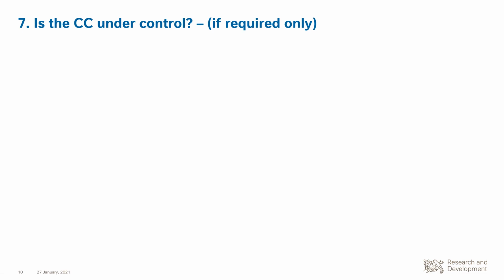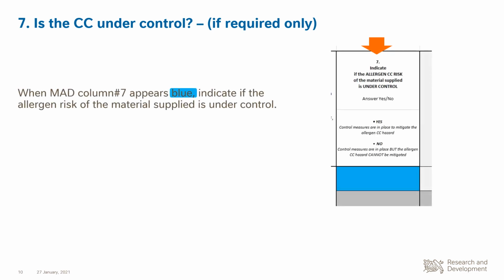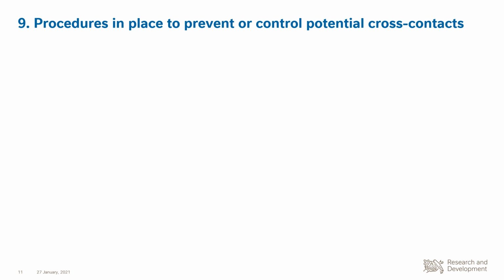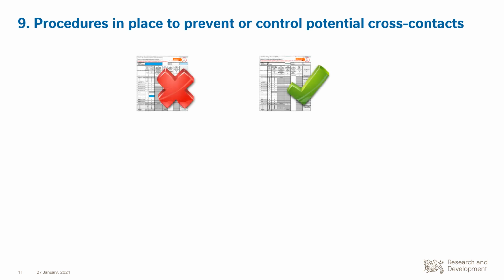Step 7. When MAD column 7 appears with a blue background color, indicate if the allergen risk of the material supplied is under control through line cleaning, segregation, scheduling of production runs, etc. Then repeat steps 2 to 8 for each allergen until all blue background color has disappeared, then continue with steps 9 to 11. Step 9. Once sections 1 to 8 have been filled for each allergen and no blue background color remains in these sections, proceed with step 9.